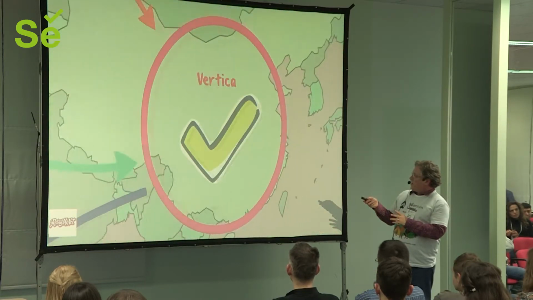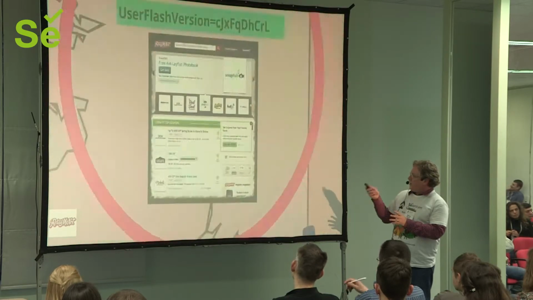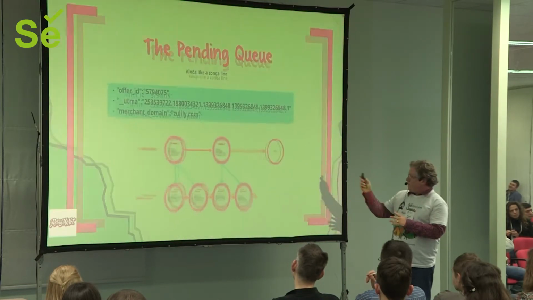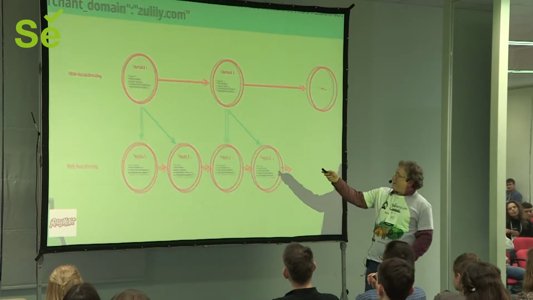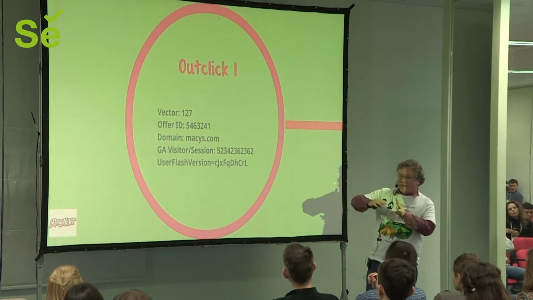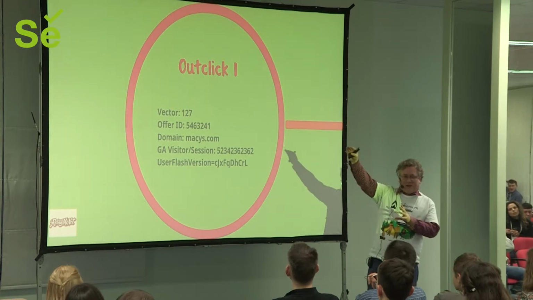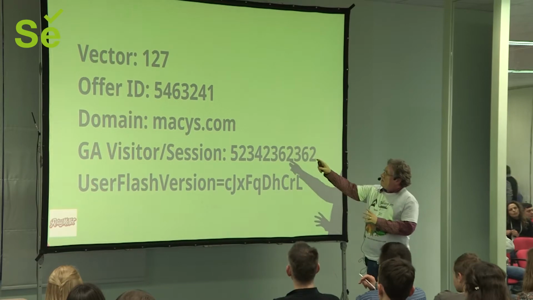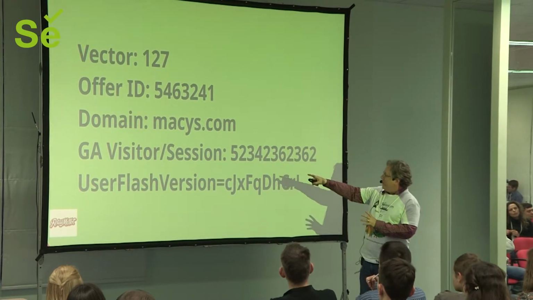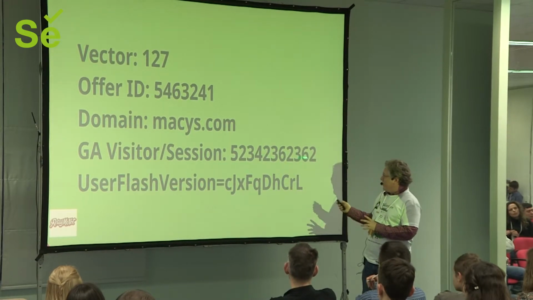I'm sorry, I am actually on the wrong code path. Let me start. Now it's going to go there, the pending queue, gathering all this data, and it's going to send it to another queue. So we have a second queue. That's the expected results queue. Offer ID, domain, visitor session. This is a Google thing.